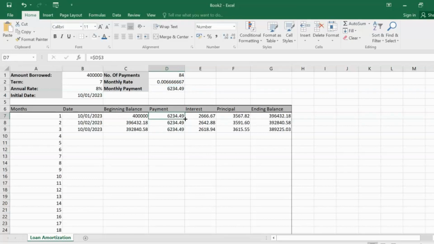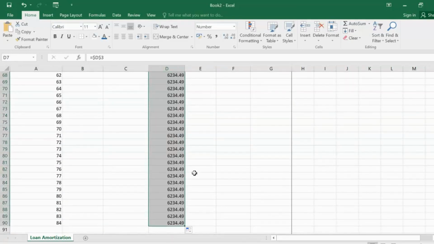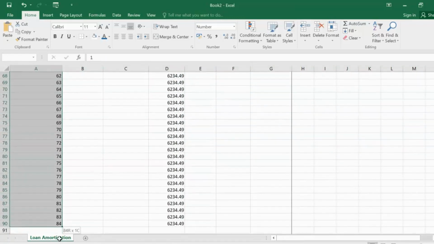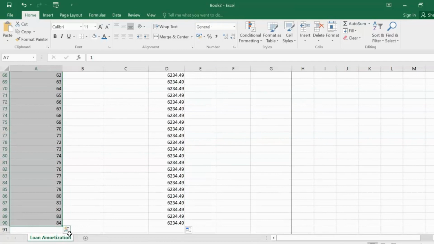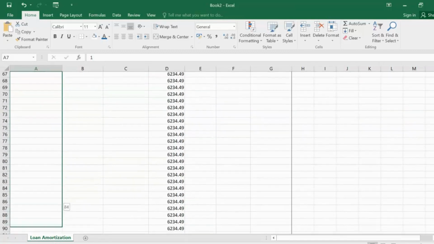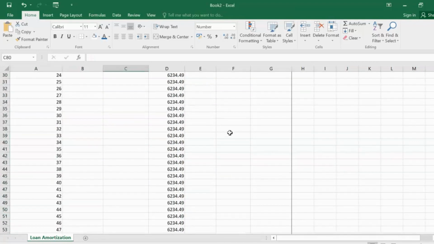Drag it all the way to 84 months. We are interested only for 84 months. How I came up with this is, let's just delete, type month 1, month 2, month 3. Then Excel has a way of knowing sequences. So you just drag it to the month of your interest, which is 84.